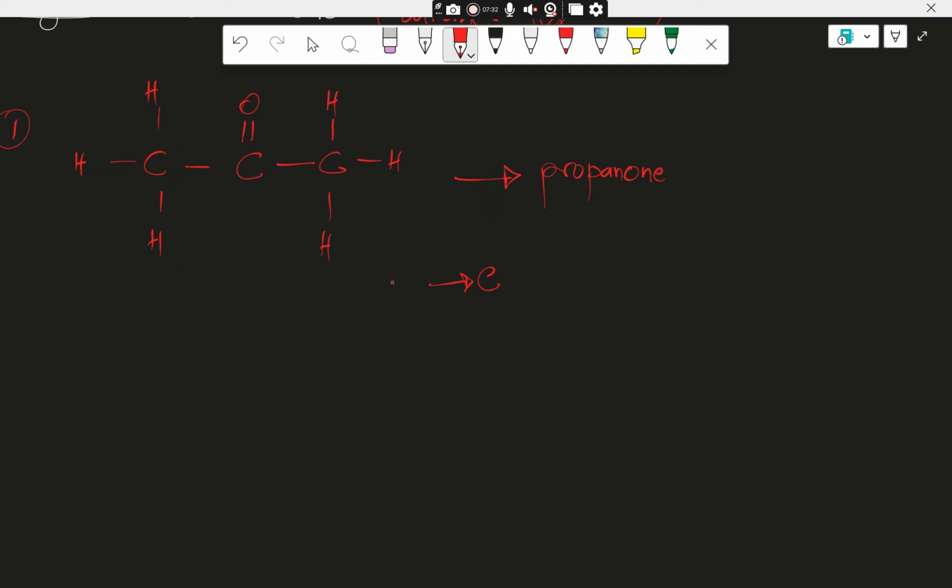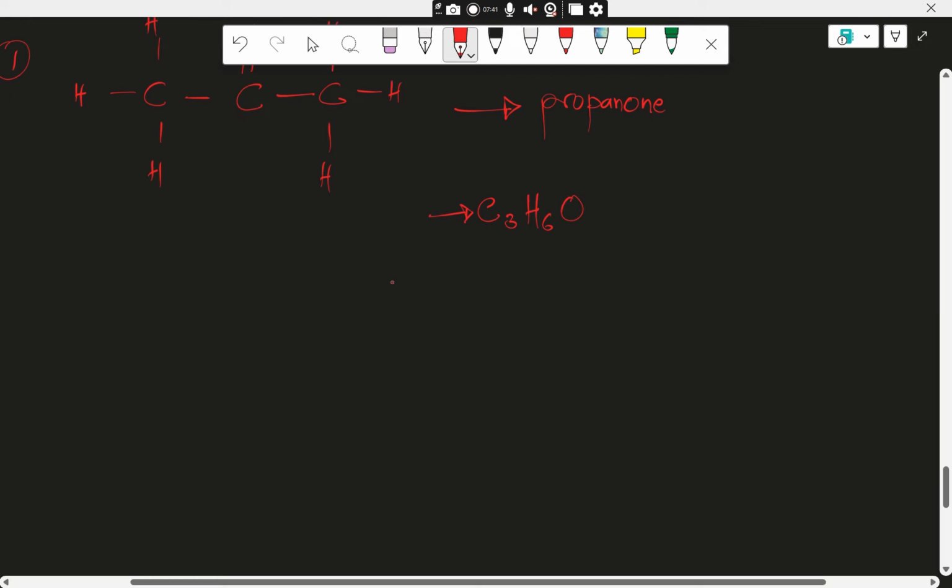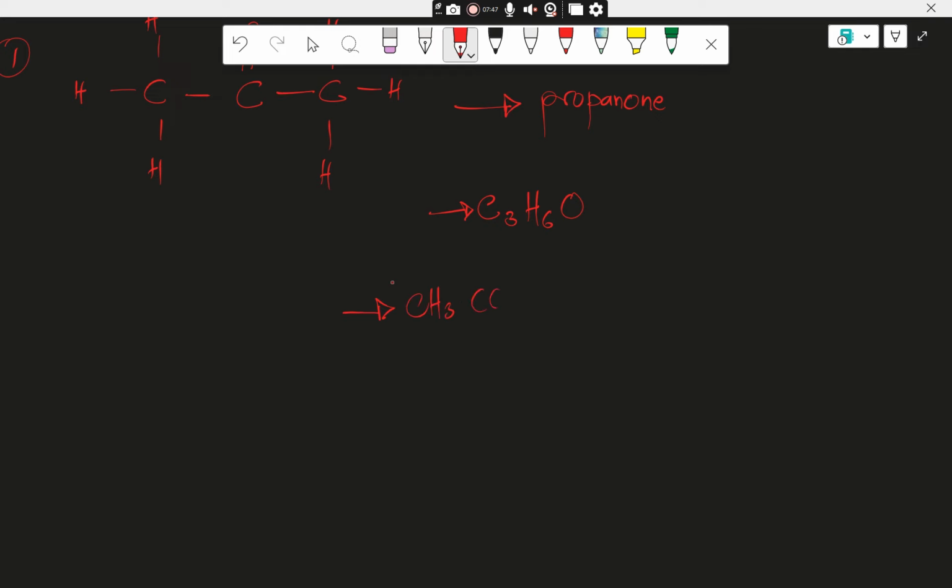So this is how you write it, and what is the general formula, or chemical formula? It will be C3H6, because it's CnH2n, and then we have O. You can also write its condensed formula just to revive our memory, right? So this will be CH3, CO, CH3, right?